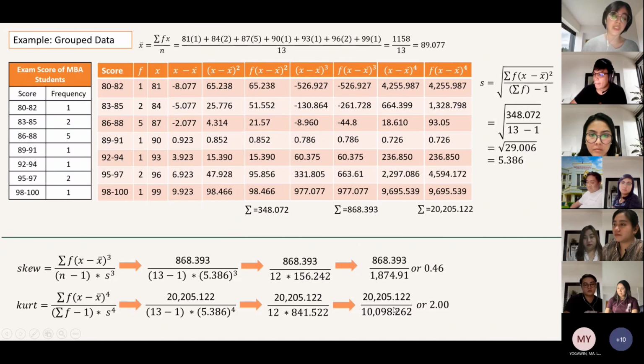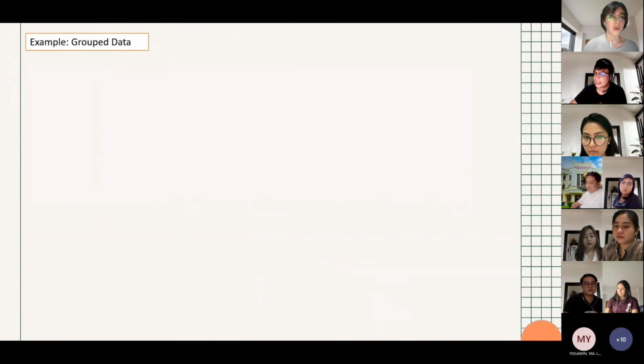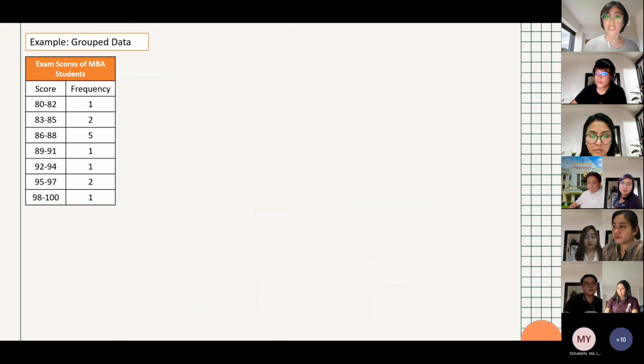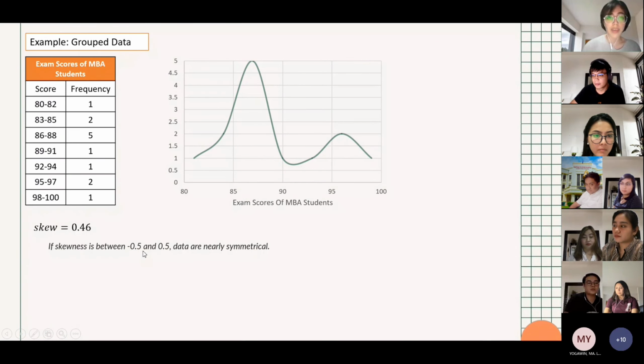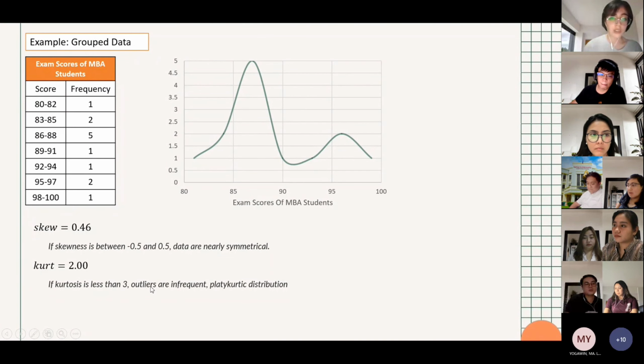So, again, kagaya ng ginawa natin kanina for the ungrouped data, piniplot ko rin siya into i-group. So, here, again, ito yung set ng data natin. Then, here's the graph. So, for the skew, it is 0.46. If skewness is between negative 0.5 and 0.5, data are nearly symmetrical. For the kurtosis, we got 2. If kurtosis is less than 3, outliers are infrequent, then platykurtic distribution. So, medyo pangit lang yung ating line graph kasi maikli, kaunti lang yung laman ng data set natin. Pero if we will be handling a large number of data set, mas makikita ninyo yung pagkakaroon ng curve or yung pagkakaroon ng relationship ng curve ng skew and kurt natin.